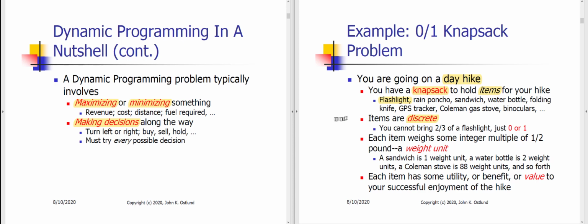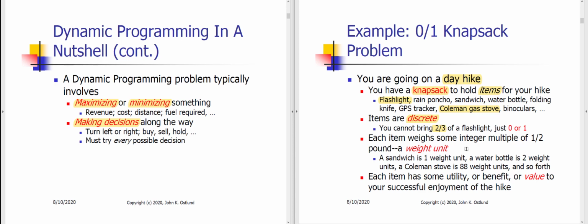So if one of the possible items that we have is a flashlight, we're going to have to either include one of the flashlight or none of the flashlight. We can't do things like splitting our flashlight into pieces. Some of these items are not very heavy. Some of these items are quite heavy. Like a Coleman gas stove probably weighs about 20-25 pounds or so. You probably wouldn't want to carry that on a day hike.